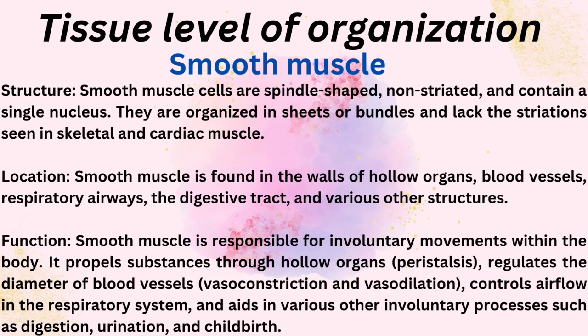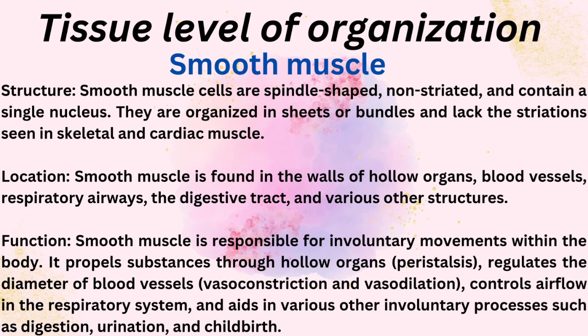Third, smooth muscle. Structure. Smooth muscle cells are spindle-shaped, non-striated, and contain a single nucleus. They are organized in sheets or bundles and lack the striations seen in skeletal and cardiac muscle. Location. Smooth muscle is found in the walls of hollow organs, blood vessels, respiratory airways, the digestive tract, and various other structures. Function. Smooth muscle is responsible for involuntary movements within the body.